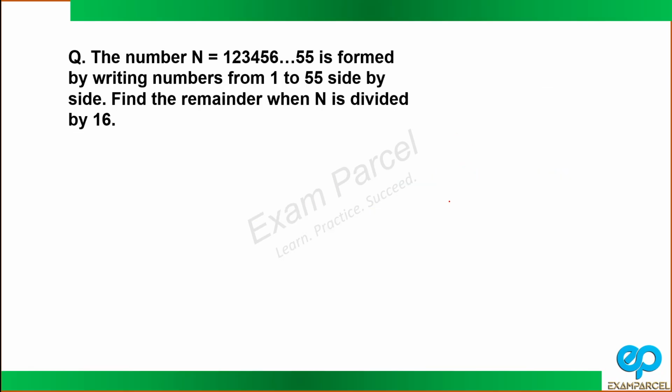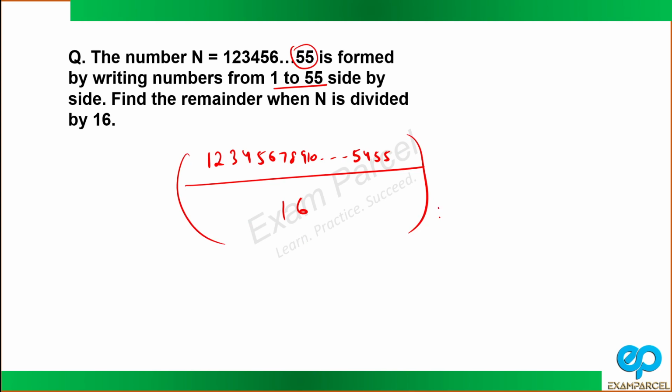Okay, so the first question is: the number n equal to 1 2 3 4 5 6 and so on till 55 is formed by writing numbers from 1 to 55 side by side. Let's say I write all these numbers side by side: 1, 2, 3, 4, 5, 6, 7, 8, 9, 10 and so on till 54, 55. Find the remainder when this number n is divided by 16. So I have to find the remainder.